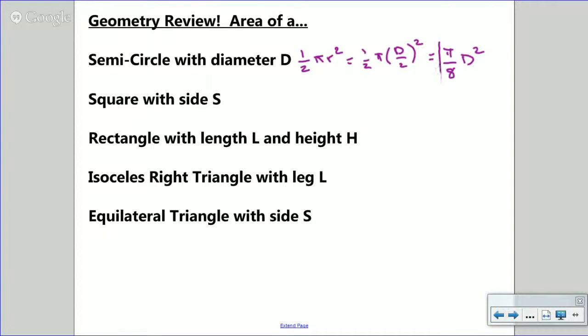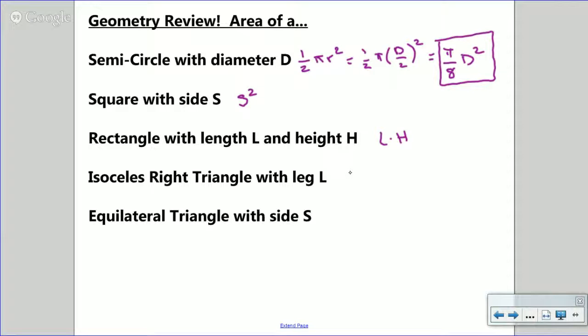Okay, and this one probably didn't use a whole lot in geometry, if at all. But I do want you to memorize this. It'll just make these a lot faster for you instead of going through this every time. So semicircle with diameter d has area pi over 8 times d squared. All right, let's do the rest of these. Square with side s has area what? Just side squared, right? Rectangle with length L and height H has area what? Length times height, right?